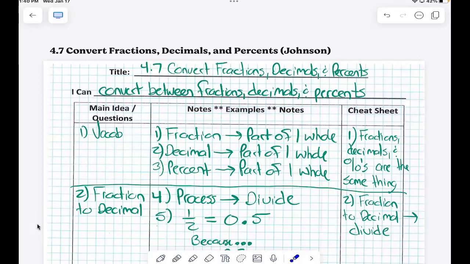4.7, converting fractions, decimals, and percents. Can you do that? Yes. There are 6 conversions we're going to go through today, okay? 6 conversions. I need you guys on your A game, okay?